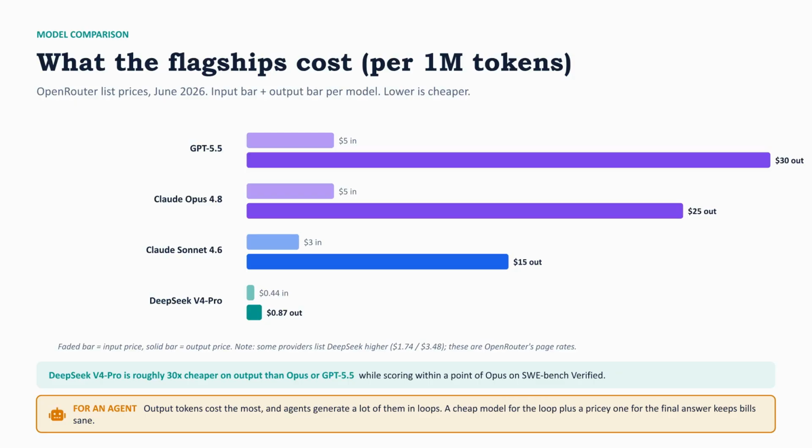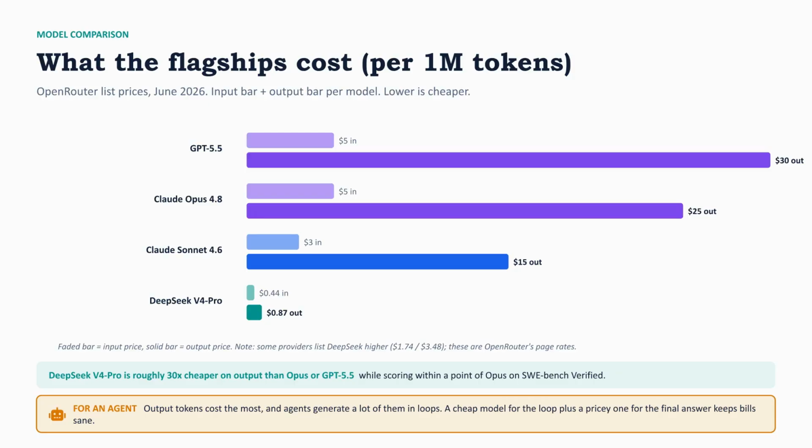What the flagships cost. Using OpenRouter list prices per million tokens, the closed flagships cluster together. GPT-5.5 around $5 in and $30 out, Opus 4.8 around $5 and $25, Sonnet cheaper at $3 and $15. DeepSeek V4 Pro sits in another league at roughly 44 cents in and 87 cents out, about 30 times cheaper on output while scoring within a point of Opus on SWE Bench Verified. Output tokens are where the cost lives, and agents generate a lot of them in loops. So the cheap money pattern is to route the loop to a cheap model and call the pricey one only for the final answer.